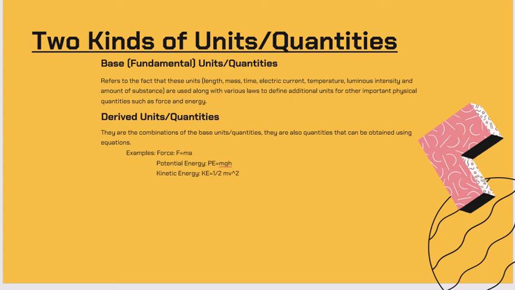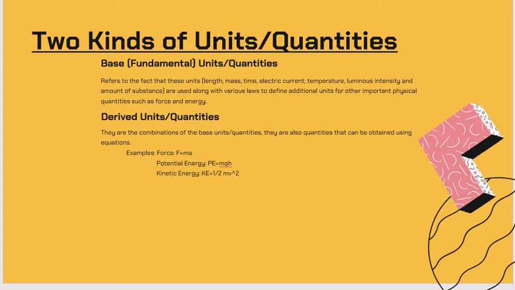Sabi nga kanina, yung tinawag natin na length, meter ang kanyang katumbas for the SI unit, mass for the kilogram, time for the second, temperature for the Kelvin. We have the electric current for the ampere, the luminous intensity for candela, and the amount of substance for mole. Yun yung mga example of the base quantities or units.